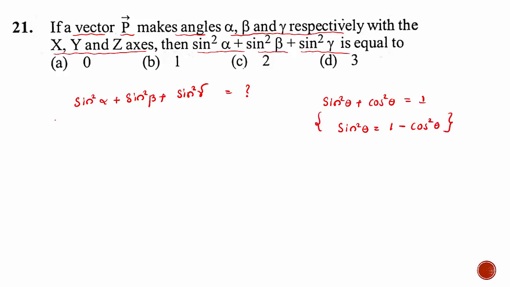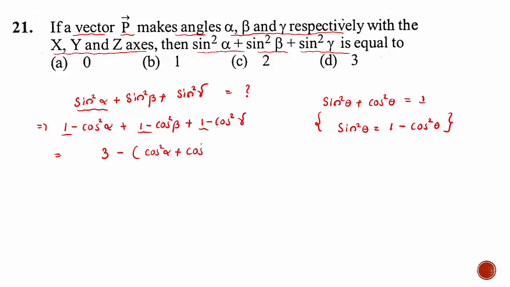You can observe here I am going to write, instead of sine square alpha I can write 1 minus cos square alpha plus 1 minus cos square beta plus 1 minus cos square gamma. Here 1 and 1 and 1, 1 plus 1 plus 1 is 3. Remaining, minus is common: cos square alpha plus cos square beta plus cos square gamma. So 3 minus of cos square alpha plus cos square beta plus cos square gamma.